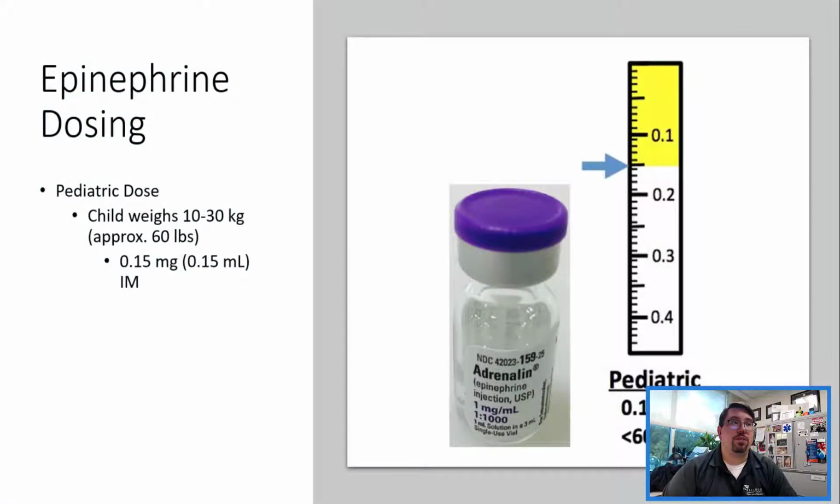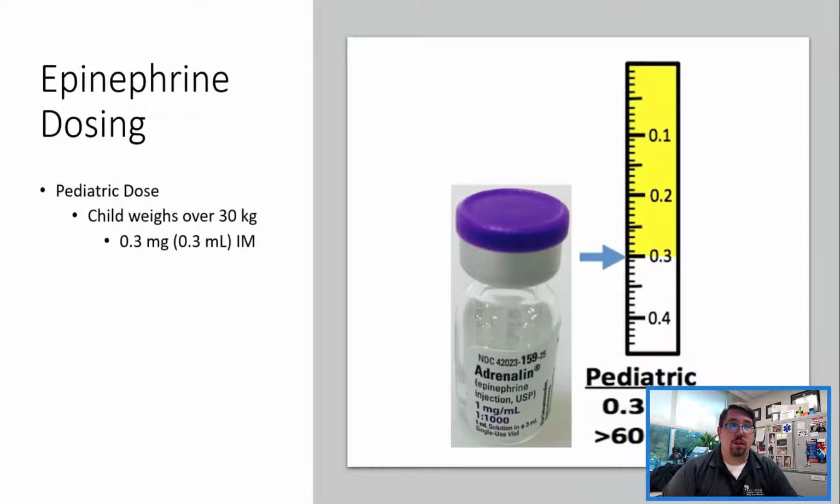With our pediatric dosing, again, if the child weighs between 10 to 30 kilograms or approximately 60 pounds, you can see that on my syringe, I'd be drawing up 0.15 milliliters, or 1.5 according to the chart here. Again, this is if they're going to be approximately 10 to 30 kilograms.